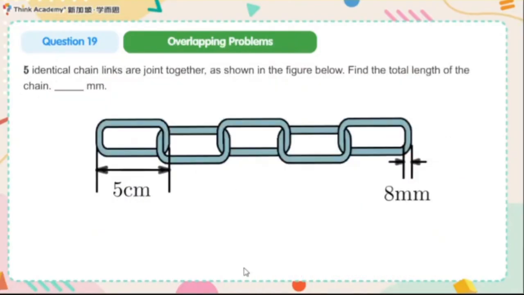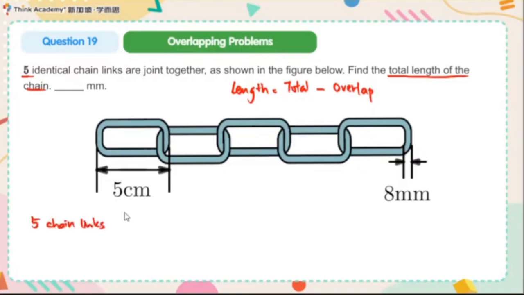This overlapping point, right? The real length is the total length minus the overlap. But then you also need to observe very carefully. What is the overlapping part? Okay, so the first part is easy, right? What's the total length of all the 5 chain links? So the length of 5 chain links, right? Let me write it clearer. Right, so be very careful.